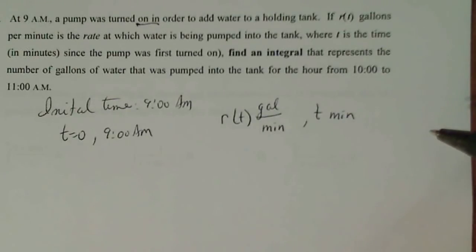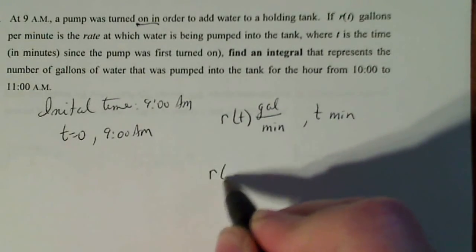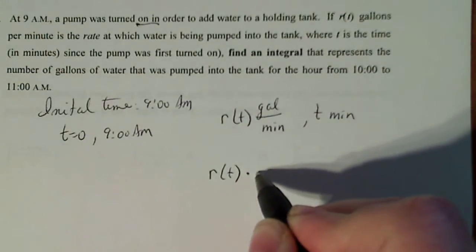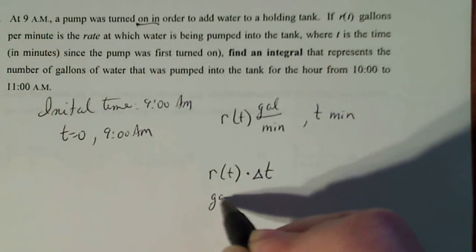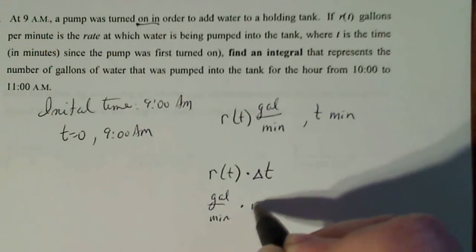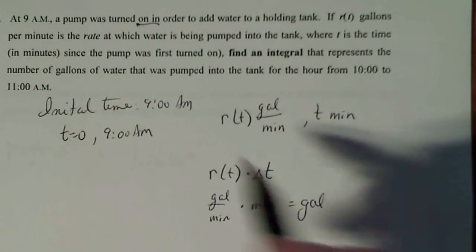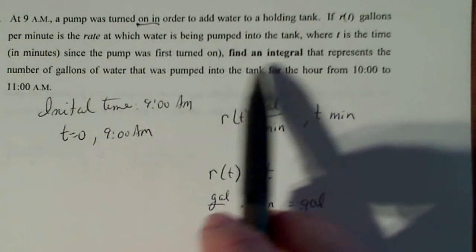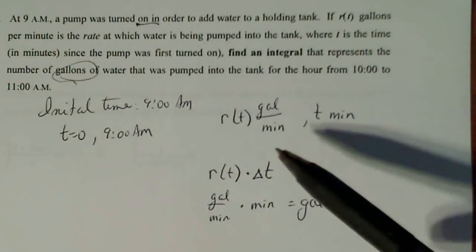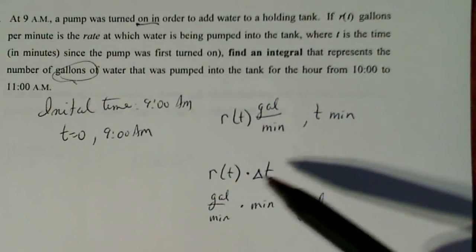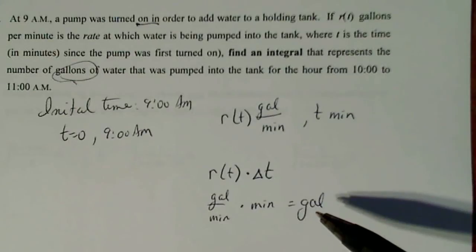the tank. So I know that if I have my rate, R of t, and I multiply it times a portion of t, that's going to give me gallons per minute times minutes, which is gallons. And that's what it says there. It says we want to find an integral that represents the number of gallons of water. So using my units of measure, I know that if I multiply these two things together for some small fragment of t, I actually get the gallons that I want.